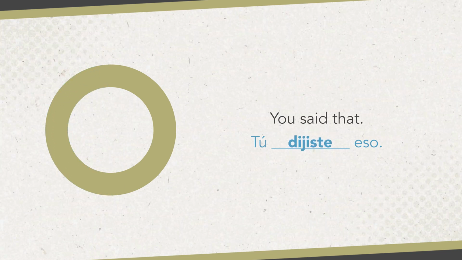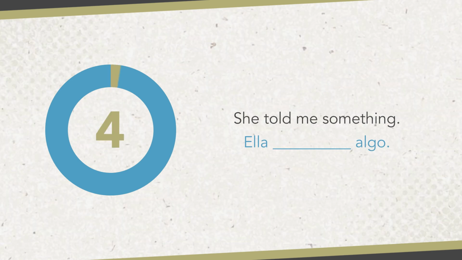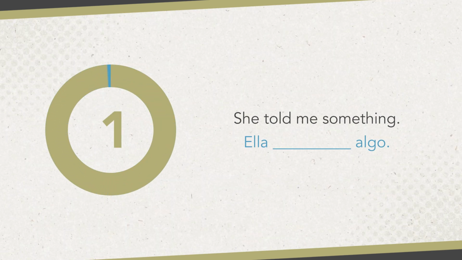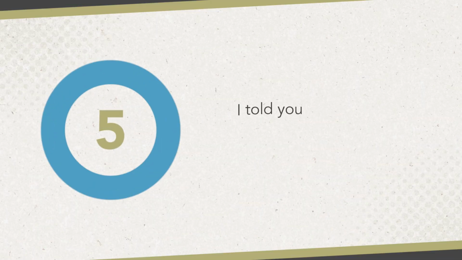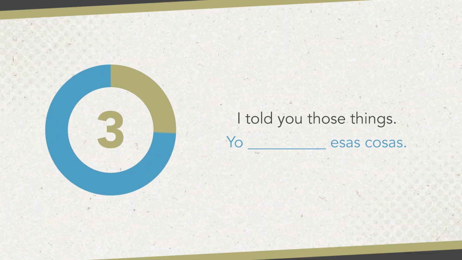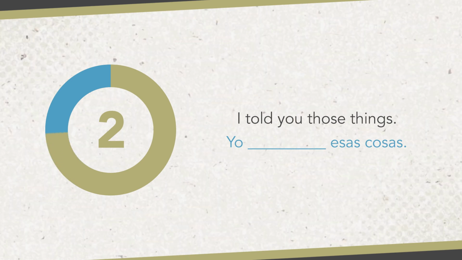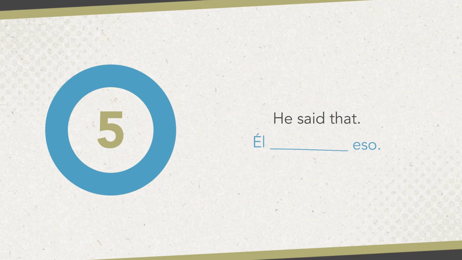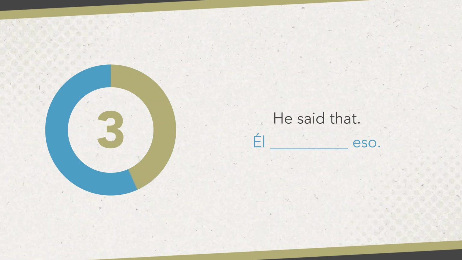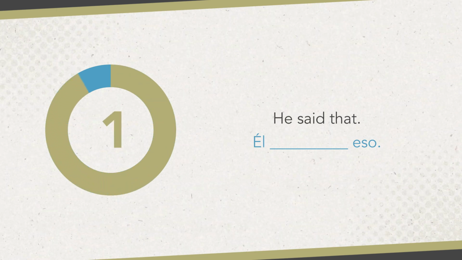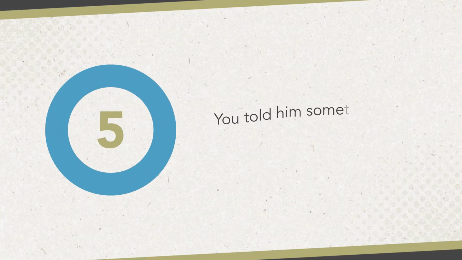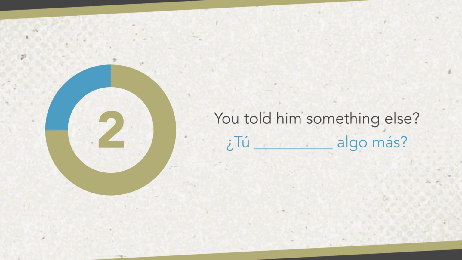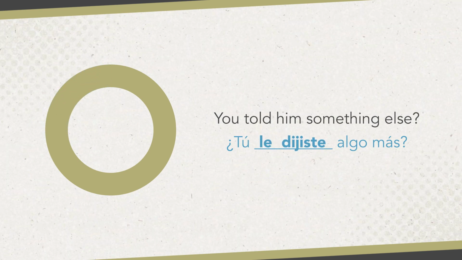Tú dijiste eso. She told me something. Ella me dijo algo. I told you those things. Yo te dije esas cosas. He said that. Él dijo eso. You told him something else? ¿Tú le dijiste algo más?